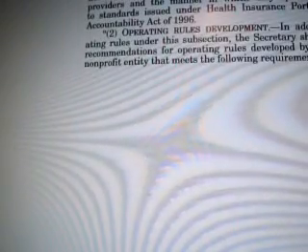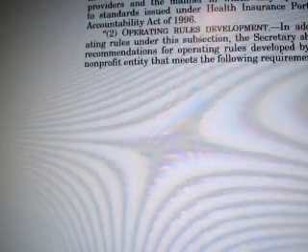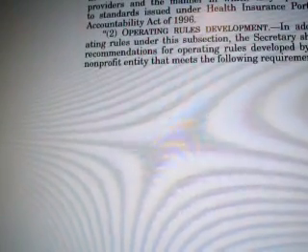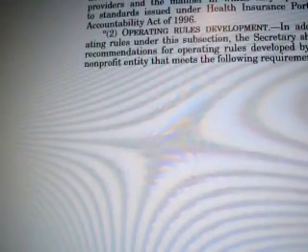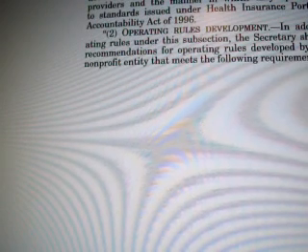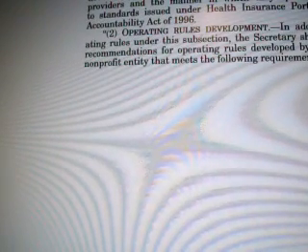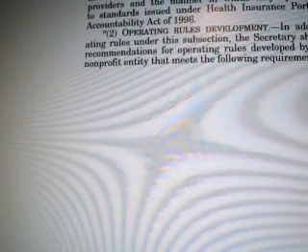For the developing of these operating rules, okay, when the secretary helps to develop this kind of stuff, he's going to rely on a qualified nonprofit entity. Now, what that means is there's going to be some nonprofit group that is not going to be influenced in any way, shape, or form by any health insurance provider. They're going to set up the rules, and then they're going to say, this is what you're going to follow.